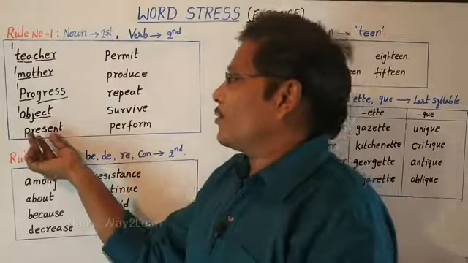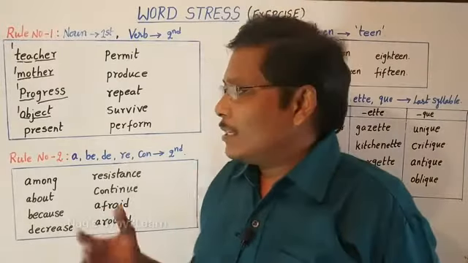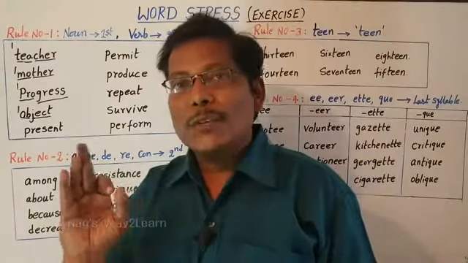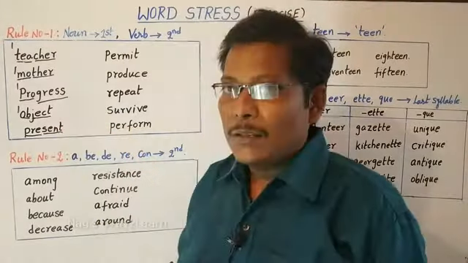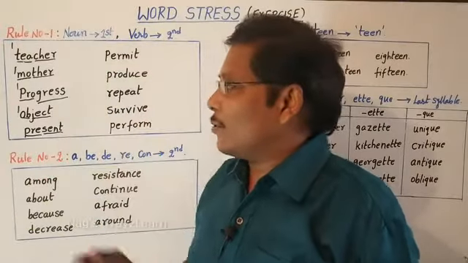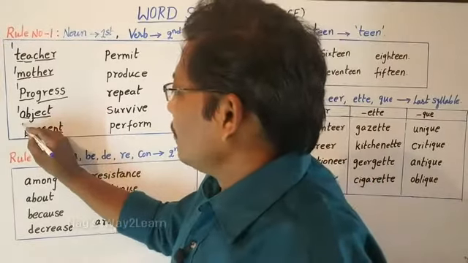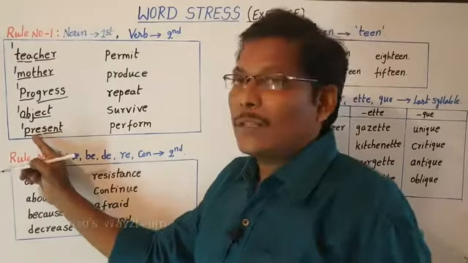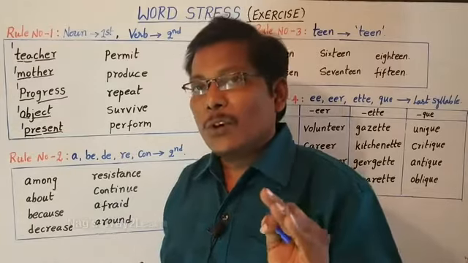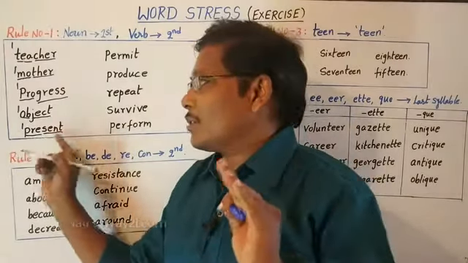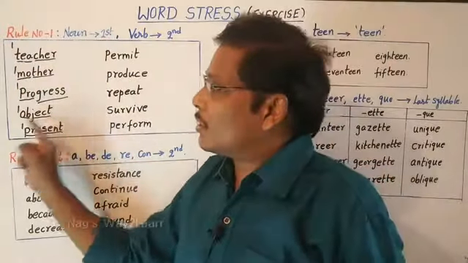In the same way, you see this word present, P-R-E-S-E-N-T. Here also there are 2 syllables, pre and sent. This is a noun, therefore the stress should be on the first syllable. That means you put the stress mark on pre. So it should be pronounced as present, with pre pronounced with higher force. So these are nouns. Therefore the stress is on the first syllable.